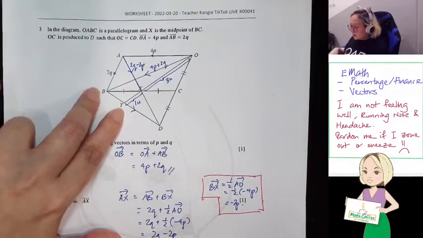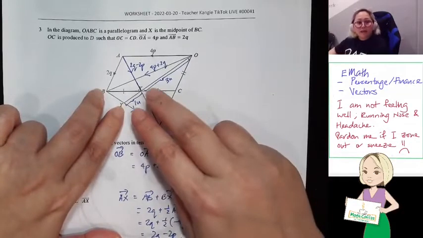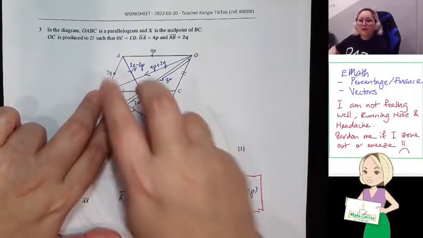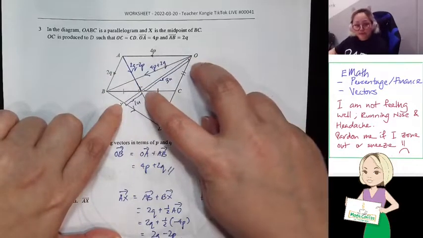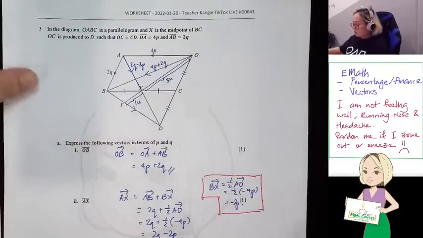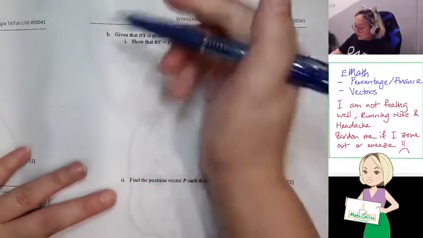Okay, so I want to find BY. So I need to find my XY first. I already have my BX. So to find XY, I need to find my OX. Okay, so let's take a look. So let's find my OX first.